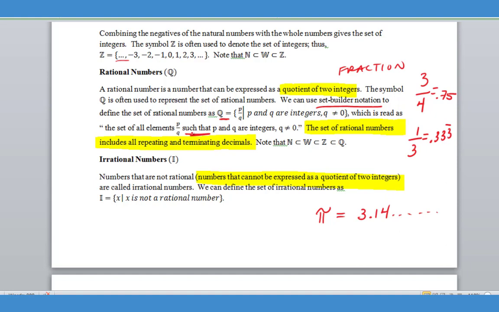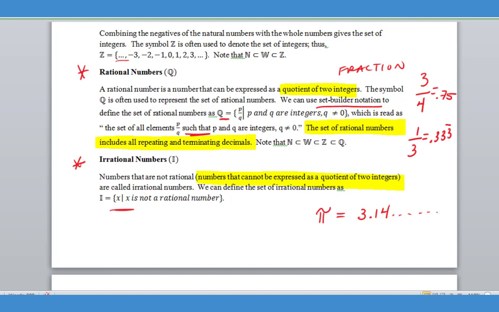Now, if we look at irrational numbers, our set builder notation is basically telling us that irrational numbers are all numbers that are not rational. So anything that's not rational is considered irrational. So this set builder notation reads the set of all elements x such that x is not a rational number. So very simply, irrational numbers can be identified by any number that is not a rational number. So these are going to be very important in your Algebra 2 education. Very important that you understand and know how to identify those number sets.